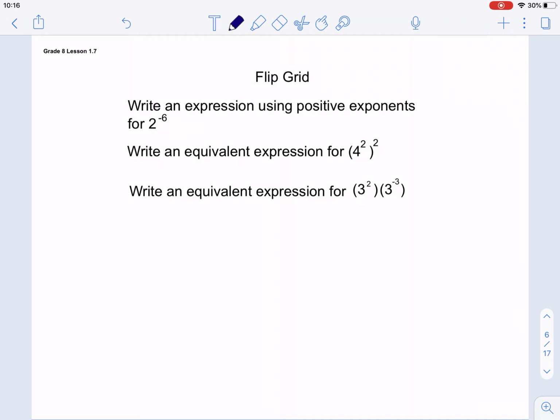Now, take a second to answer these 3 questions and submit your answer on our flip grid.